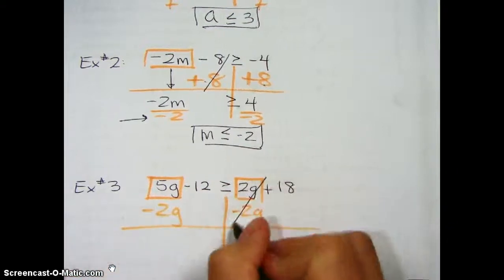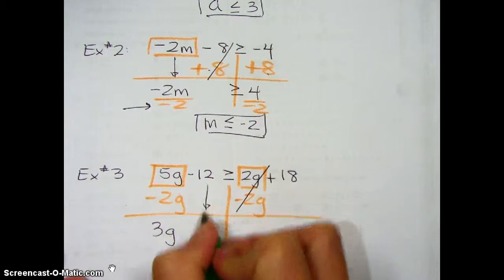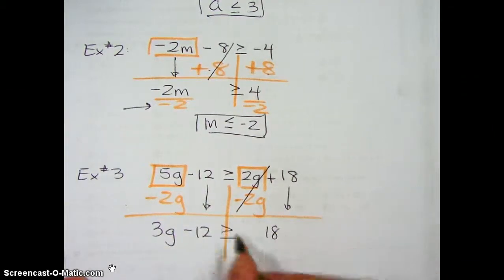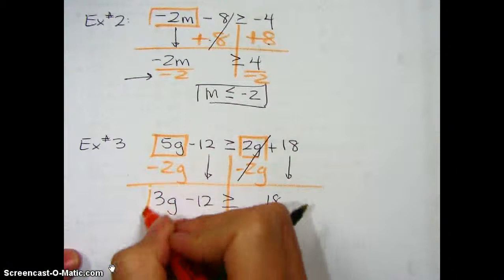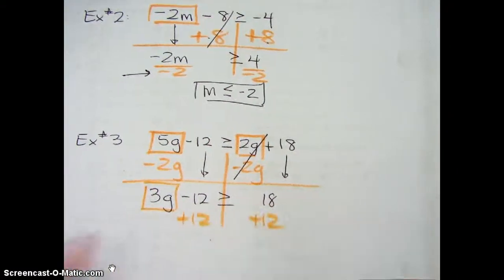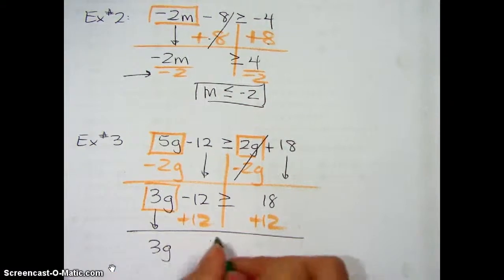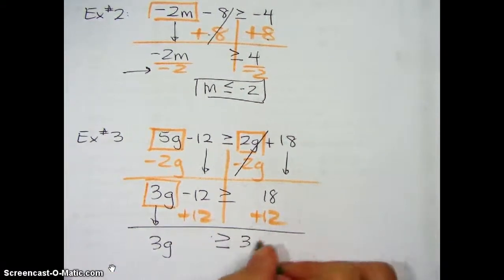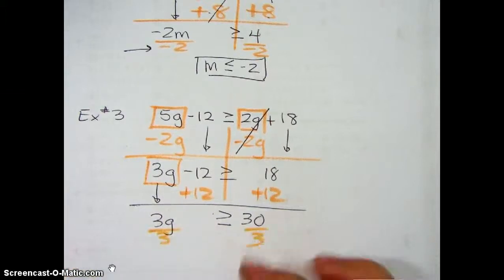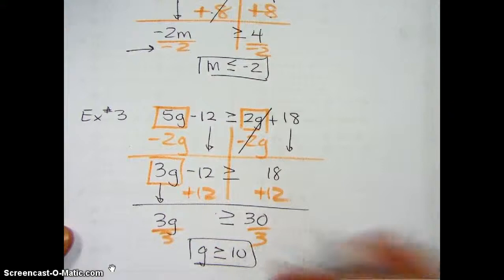On this half it's going to go away. Here it simplifies to 3g. This negative 12 just drops down and this positive 18 just drops down. Sign stays the same. Now it looks like a problem that we did before. So now you can see that I'm going to add 12 to both sides. If I add 12, 3g comes down, greater than or equal to, and then I get 30 on this half. Lastly, I can divide by my coefficient, and I get g is greater than or equal to 10. Once again, you can graph those.